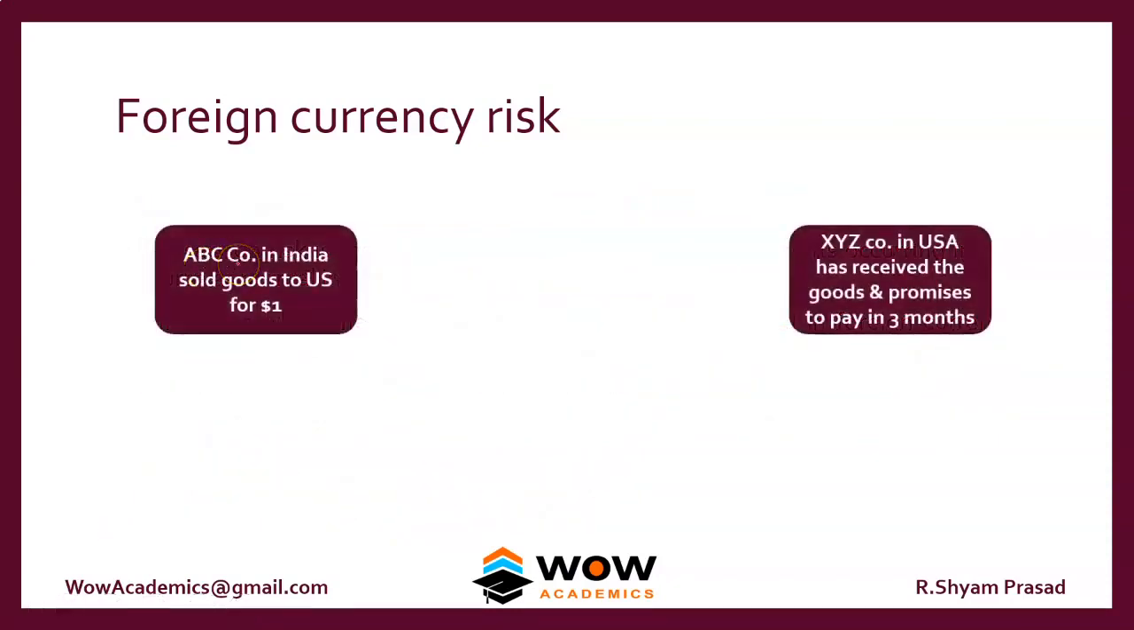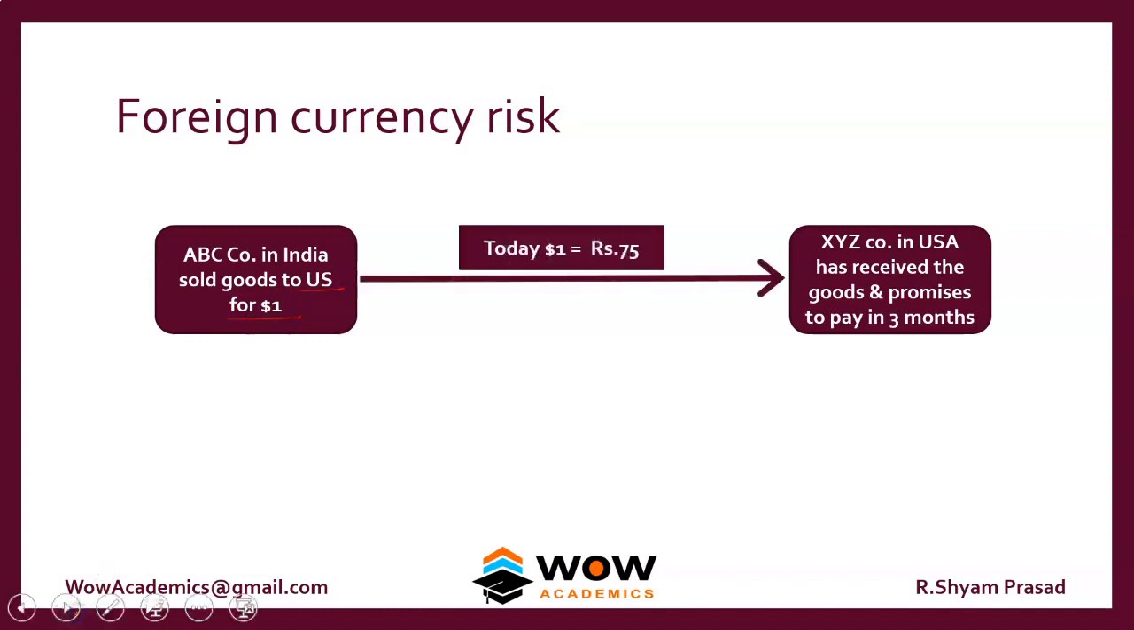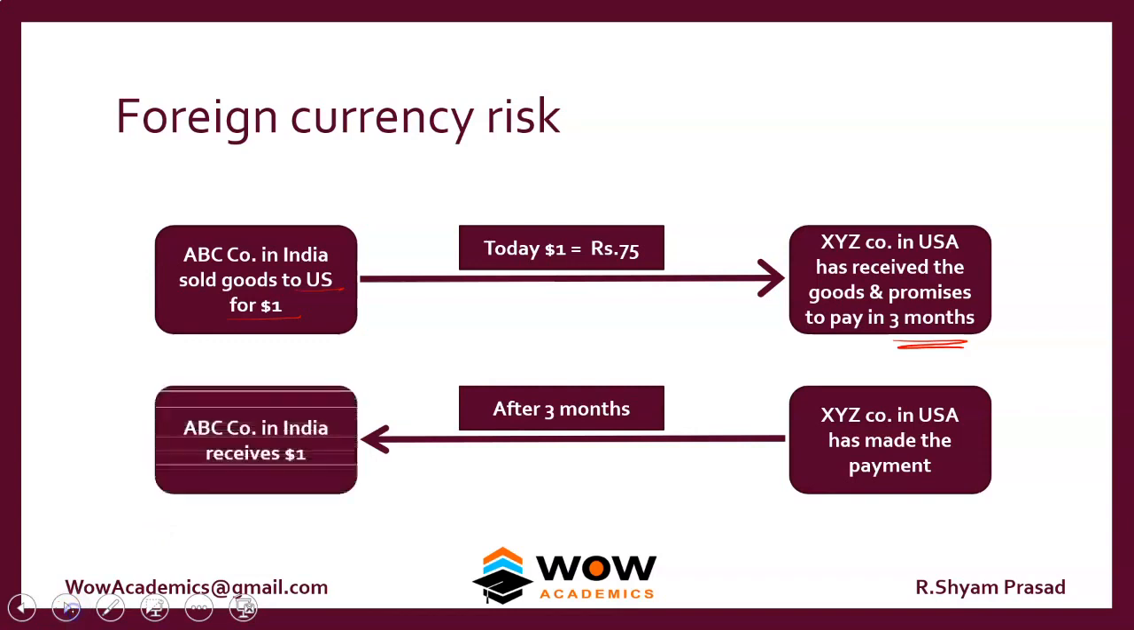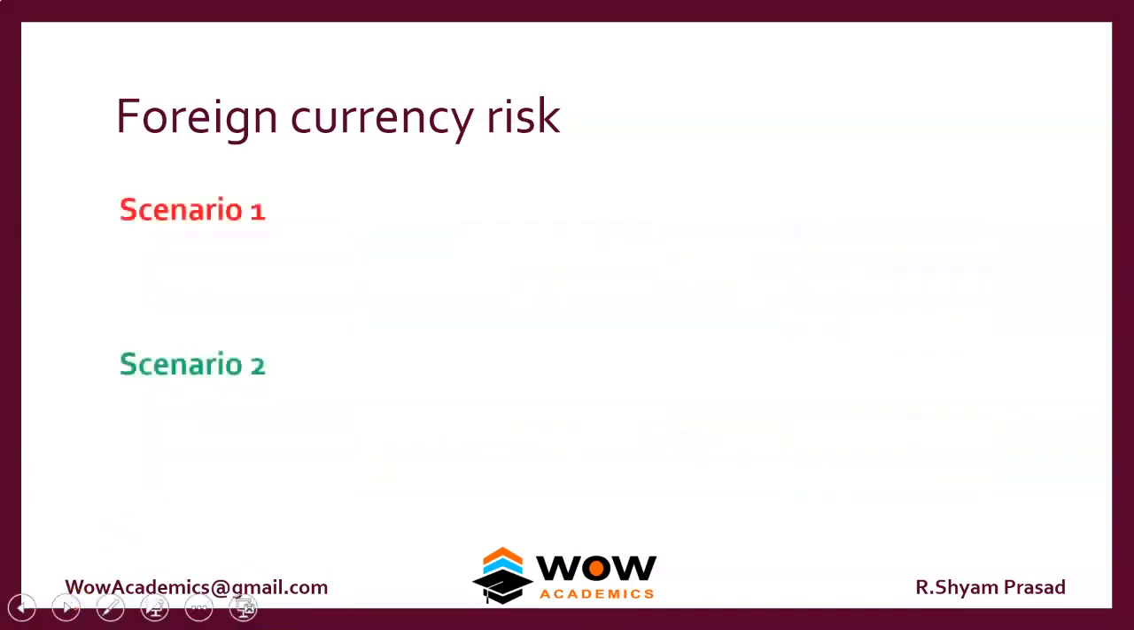Assume that ABC Co. is an Indian company. It is selling a good to the US and the promised payment is $1. Today's day rate is $1 equals 75 rupees. XYZ Co. in the USA has received the goods and promises that they will pay in 3 months' time. XYZ Co. in the US makes the payment after 3 months to the Indian company, so the Indian company has received $1. Now there are two scenarios here.